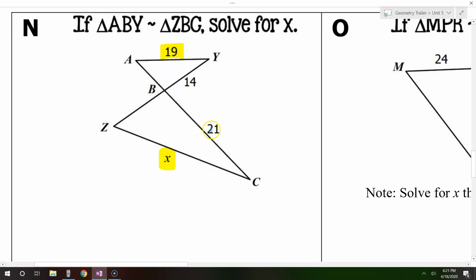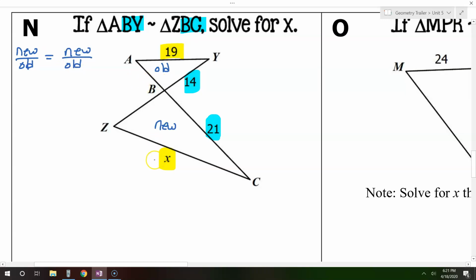Okay, on the other hand, see that 21? That's BC. Here's BC right here. That corresponds with BY. Here's BY. These are corresponding sides. Now, pick one triangle to be considered new and the other one to be considered old. It doesn't matter which one you pick. If one of them has an X, I usually call that one new, but it doesn't matter. What matters is that you always write your equation in the form new over old equals new over old.